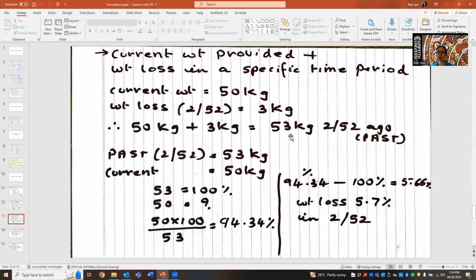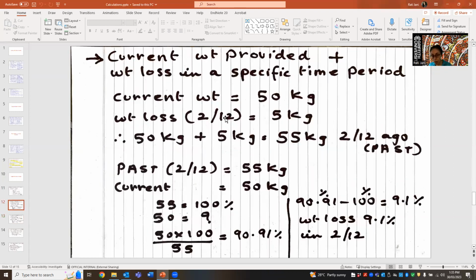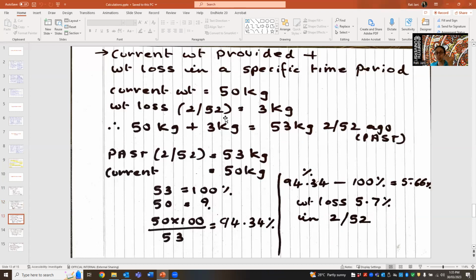Now you apply the same protocol, which is 53 kgs is the past weight. Current weight is 50 kgs. So the past weight being 100%, current weight is what? Cross multiply, you get 94.34, minus this from 100. Now you get the weight loss percentage, which is 5.66. So the weight loss is 5.7% in a period of 2 weeks time. So I hope this makes sense, guys. When you have the weight loss scenario in a specific time period, being in months or in weeks, the protocol is the same.